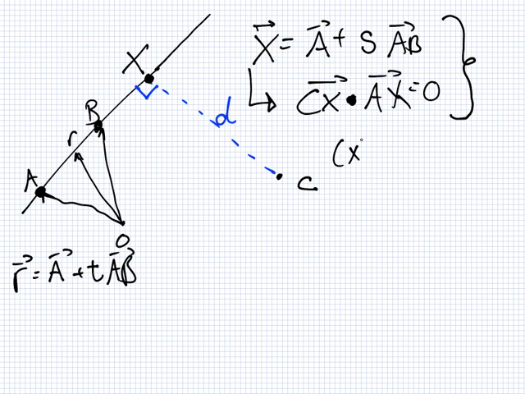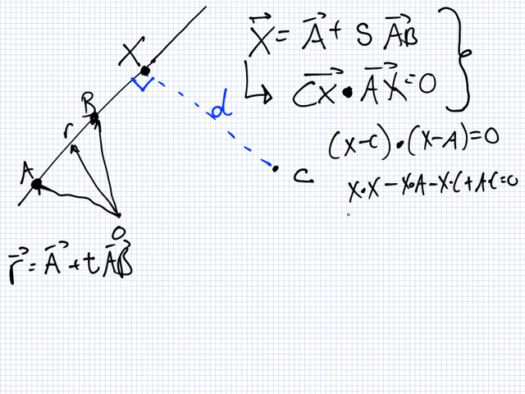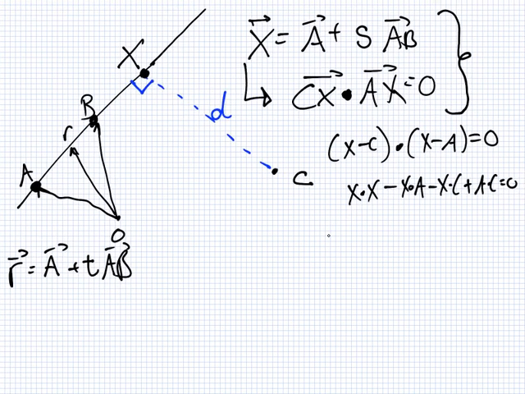Now I'm not going to write the vectors, I'm getting tired of writing them. So that's X minus C dot X minus A, which should equal 0. That means X dot X minus X dot A minus X dot C plus A dot C should equal 0. Now, what is X dot X? The magnitude of X squared, yeah. And X dot A, just X dot A, and X dot C, and so on.